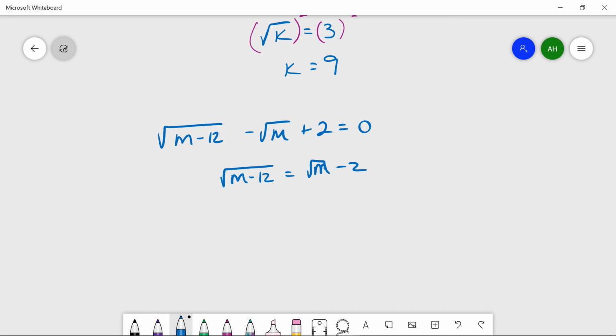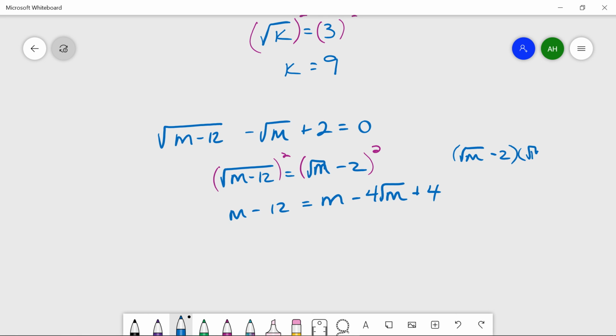Let's square both sides. That's going to give us m minus 12 equals m minus 4 root m plus 4. Remember, that's root m minus 2 times root m minus 2. Remember, we're foiling those.